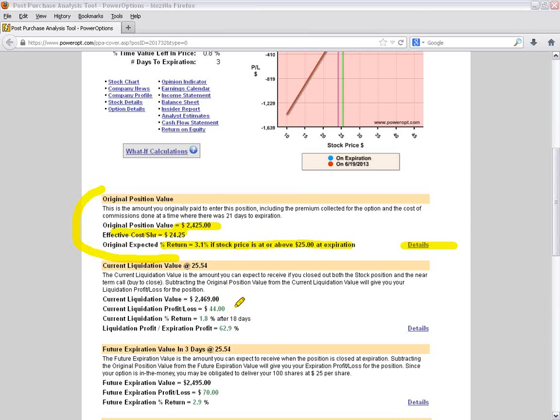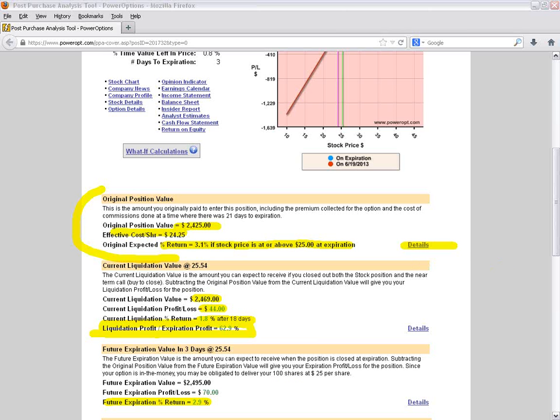And below that, we see our current liquidation value. If I sold to close my stock and bought to close our call, we'd have a cost basis of $24.6944. We're only 1.8% after 18 days, which isn't bad, but we were expecting 3.1. And of course, what's showing here, this liquidation profit / expiration profit, is showing us how much we've made if we liquidate right now versus how much we might make if we hold the position to expiration and the stock stays at the same price.